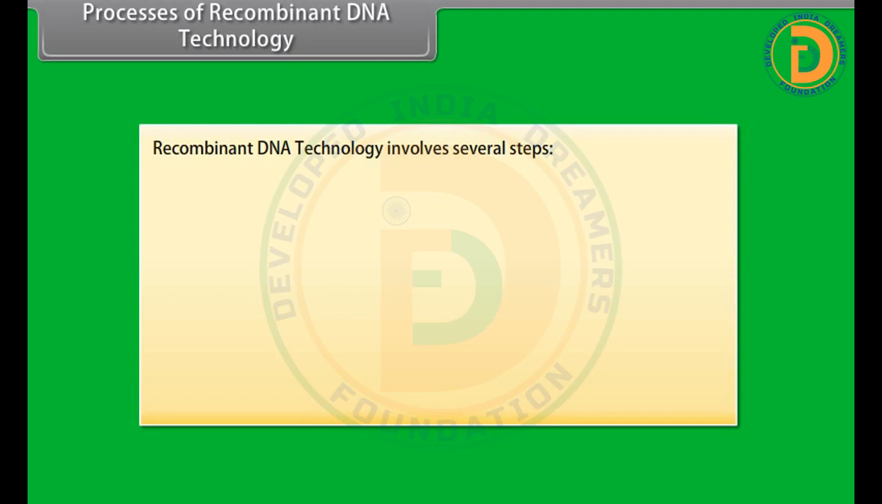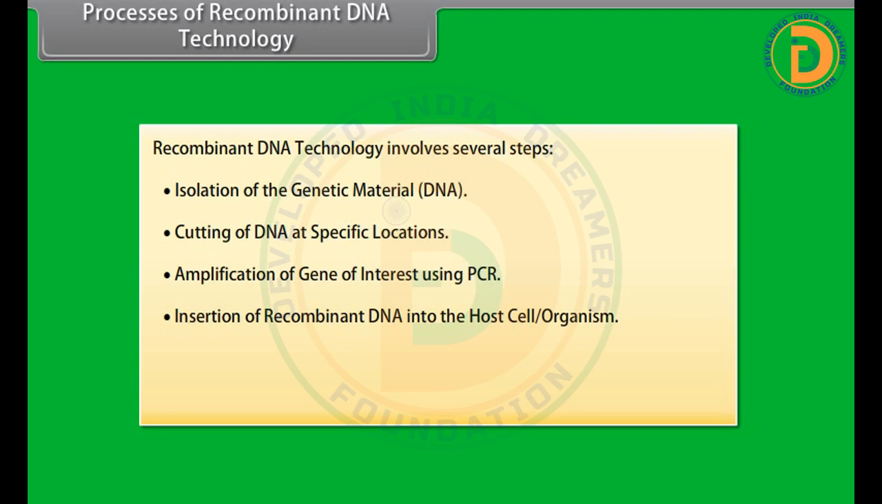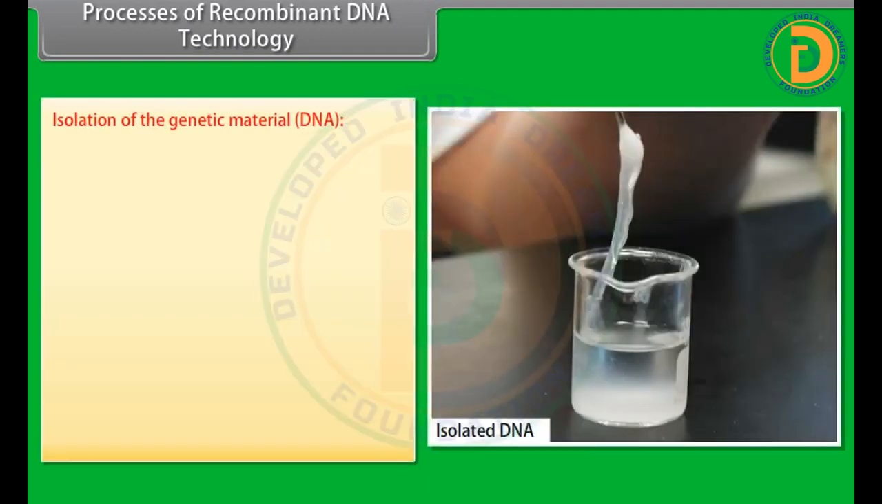Processes of recombinant DNA technology. Recombinant DNA technology involves several steps: isolation of the genetic material, DNA; cutting of DNA at specific locations; amplification of gene of interest using PCR; insertion of recombinant DNA into the host cell organism; obtaining the foreign gene product; downstream processing.